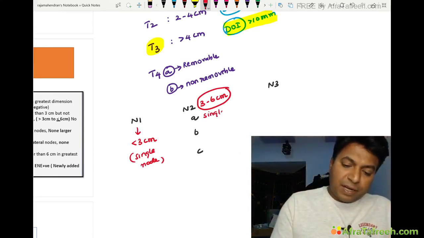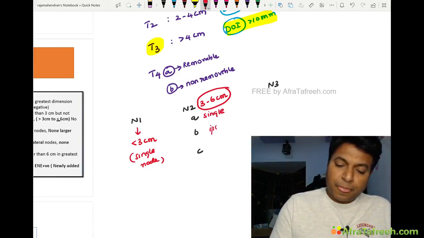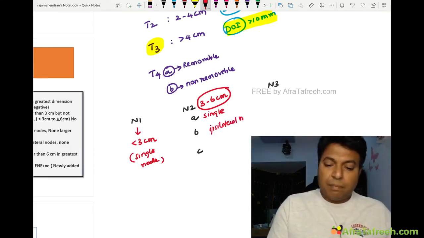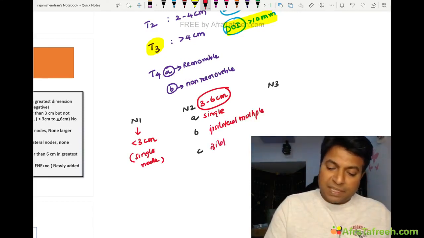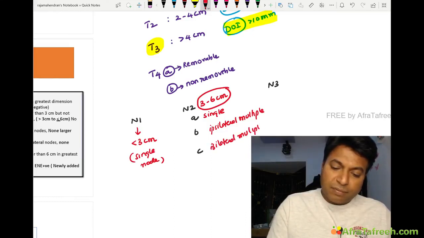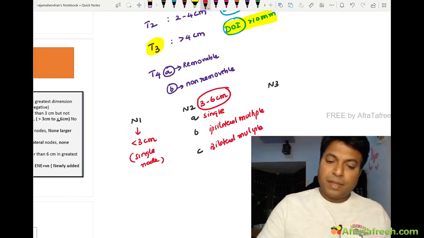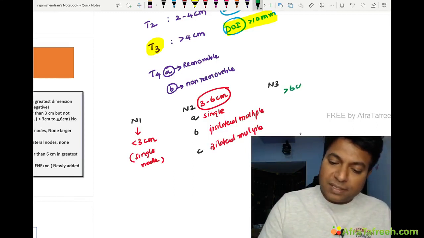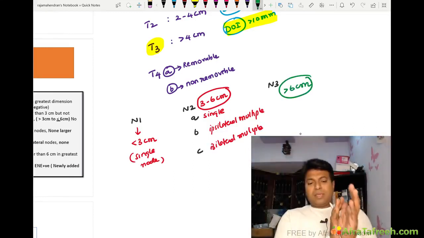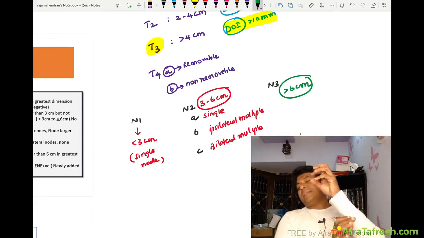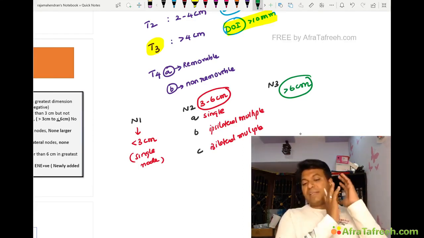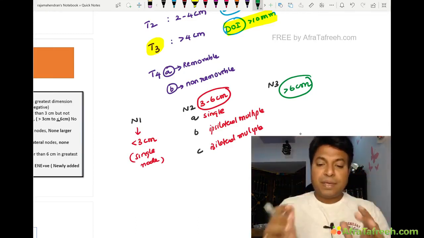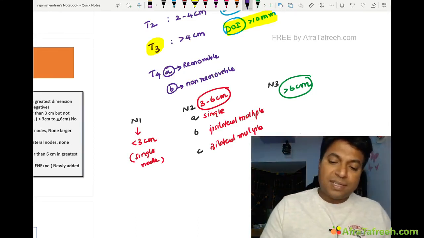If it is single, it is N2A. Ipsilateral on one side, multiple, it is N2B. Bilaterally present, multiple nodes which are 3 to 6 centimeter, it is N2C. N3 is more than 6 centimeter node. So simple again. N1 is a node less than 3 centimeter. 3 to 6 centimeter single node is N2A. 3 to 6 centimeter multiple nodes on one side is N2B. On both sides is N2C. N3 is more than 6 centimeter.